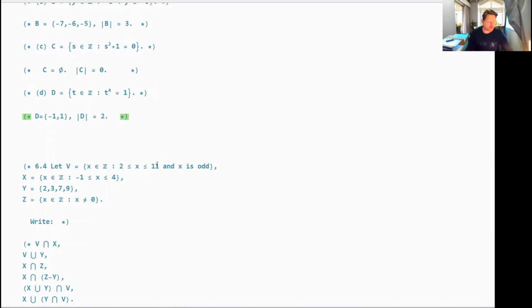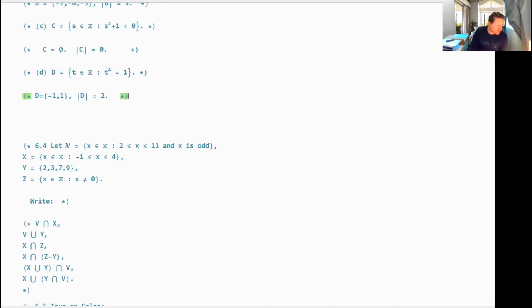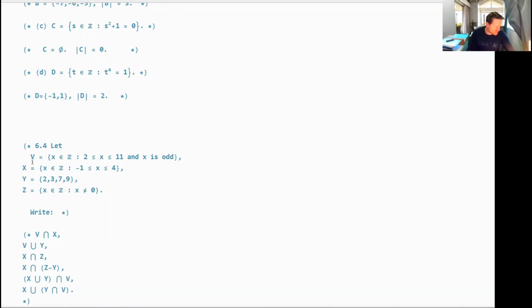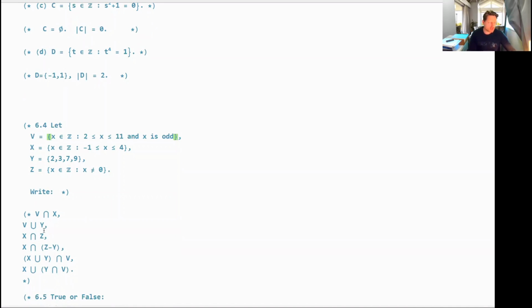Great. Let's have a look at 6.4. Okay, so we've got 4 sets here, and so I'll give some space for these. 4 sets, V, X, Y, and Z. Now, let's just expand what these are, all right? So starting with V, because we're being asked to calculate unions and intersections and set differences and so on. So it will help to simplify this a little bit.